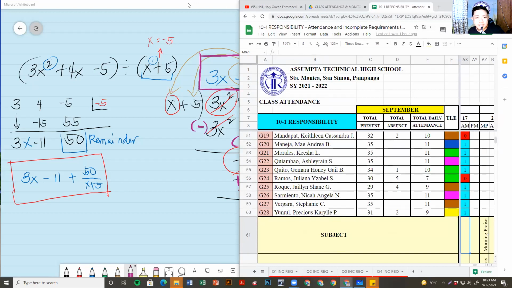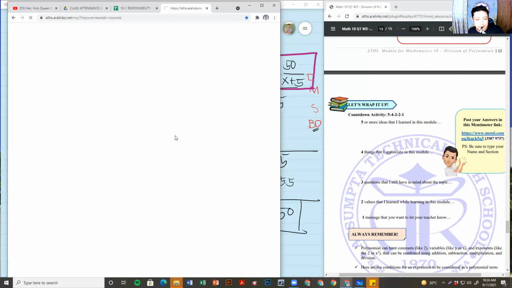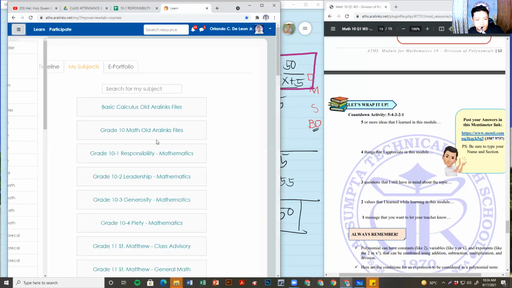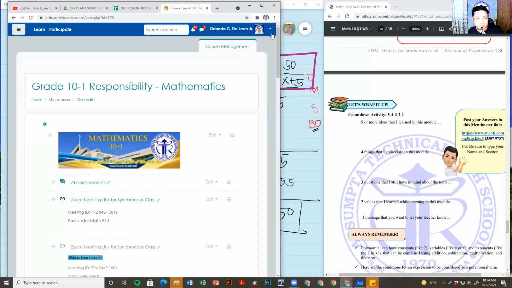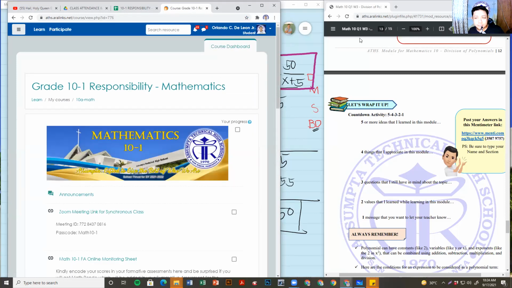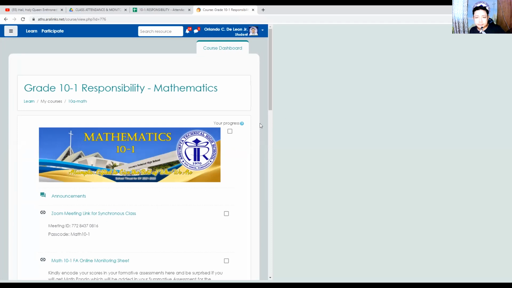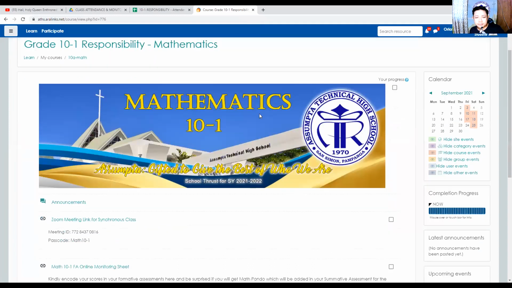Okay? Now, before we have our closing prayer, it's here already in our 10-1. Okay, I will show it like a student, so we have the same view. Let me share this. Okay. Here. Wait, it's loading. There you go.